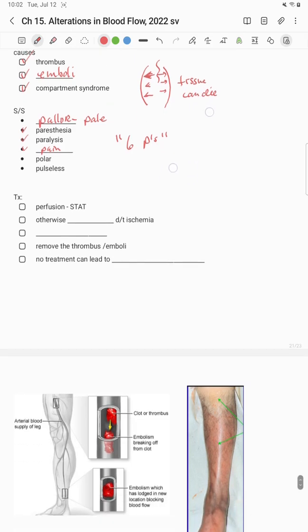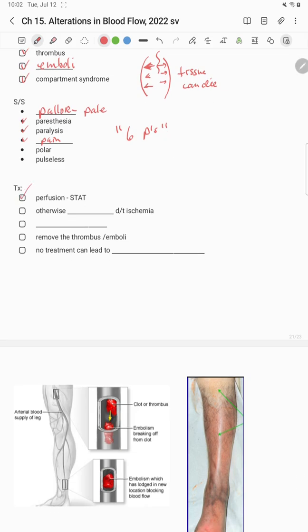Okay, treatment would be to get perfusion going right away. So do it stat or right away or immediately. Otherwise necrosis due to ischemia can set in. You would want to give anticoagulants, remove the thrombus or emboli, and then if no treatment, it can lead to amputation.